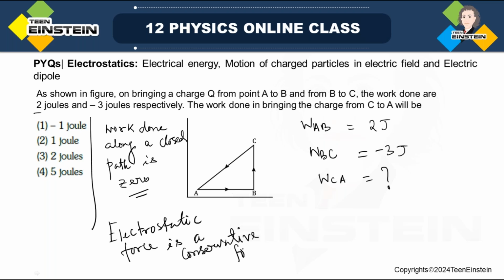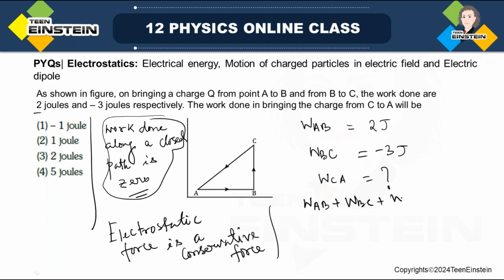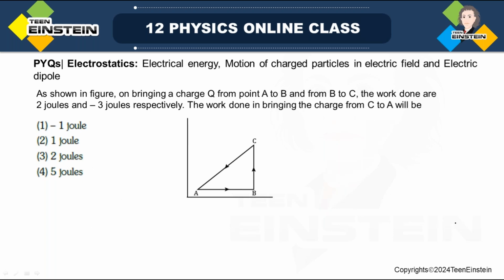Conservative force. Okay, so now according to this, we can write WAB plus WBC plus WCA is equal to 0. Now see, these two are given, so I can write WCA is equal to minus of WAB minus of WBC.